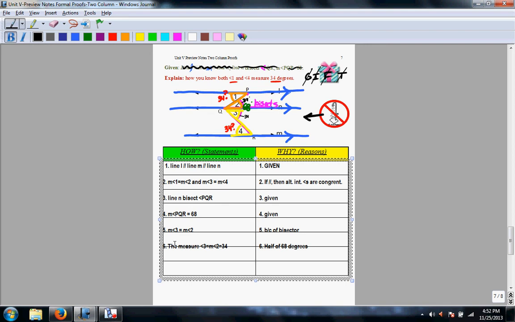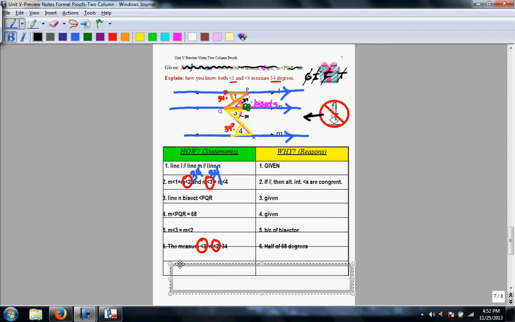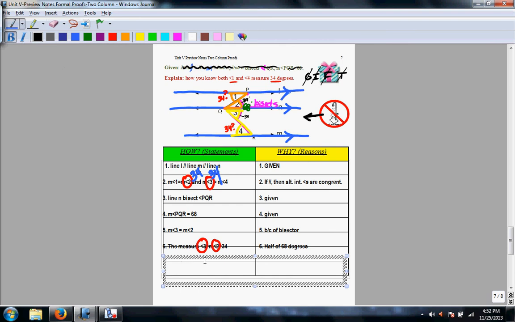We just said 2 and 3 are equal, and if I just said both 2 and 3 equal 34, and 2 and 3 are up here, we can replace that 2 and that 3 with 34. So that gets us our last step here, which is going to be step number 7, which the measure of angle 1 and the measure of angle 4 must equal, therefore, 34 degrees.